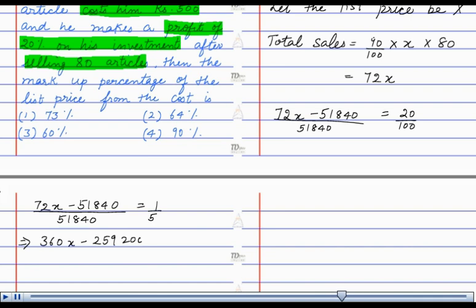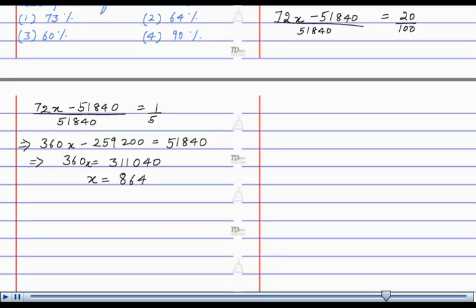2,59,200 is equal to 51,840, which gives 360x is equal to 3,11,040, which gives x is equal to 864. Therefore, the marked price is rupees 864.